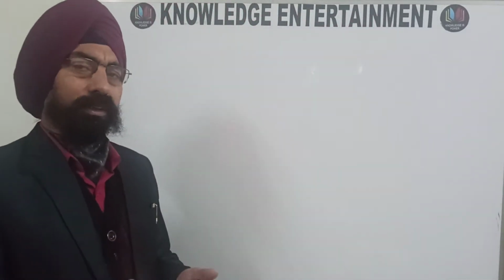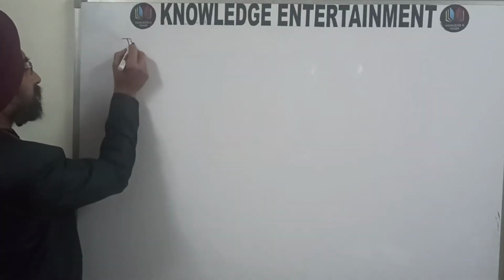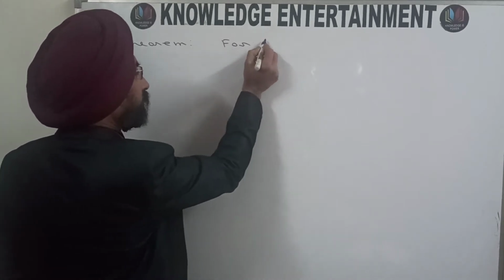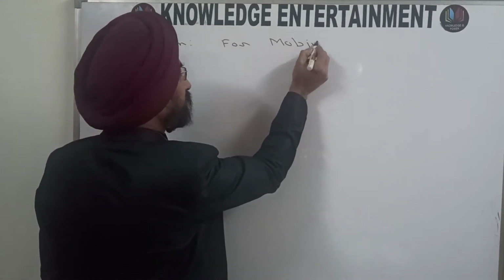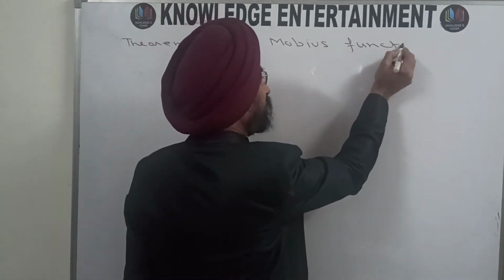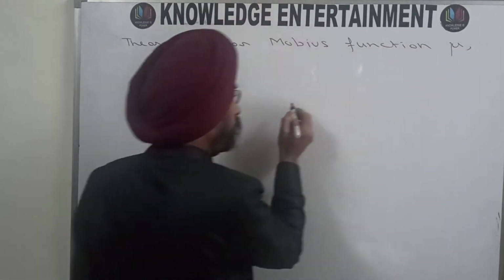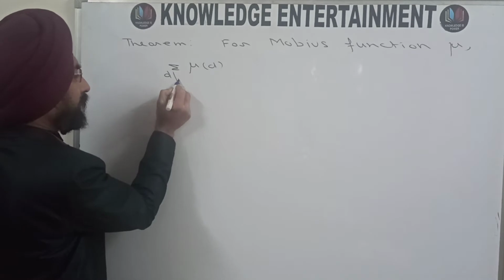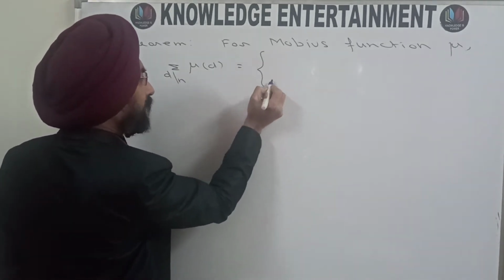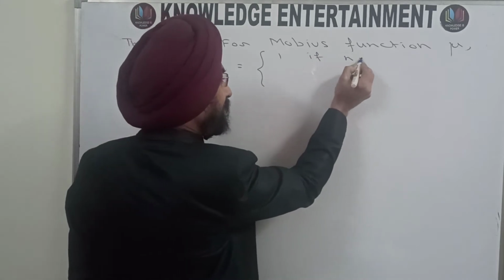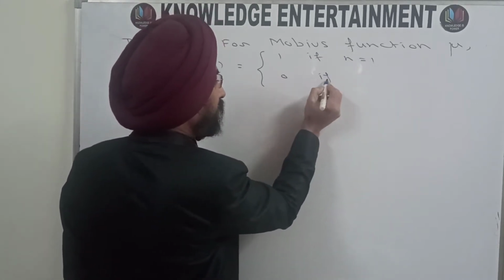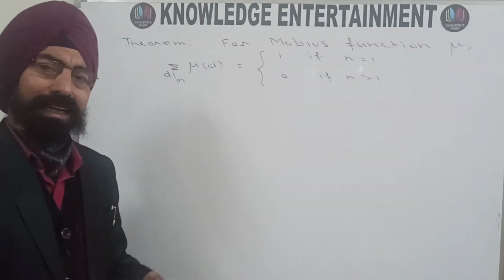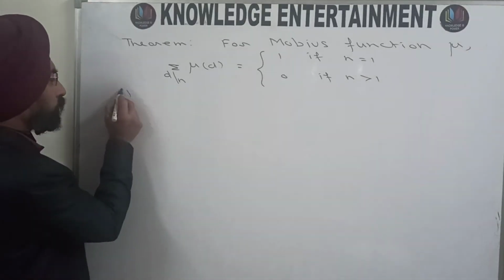Now we move on to the next theorem. The next theorem says, for the Mobius function mu, sigma mu d, where d divides n, is equal to 1 if n is equal to 1, and 0 if n is greater than 1. So we will prove both the cases, when n is equal to 1 and when n is greater than 1. So let us move on to the proof now.